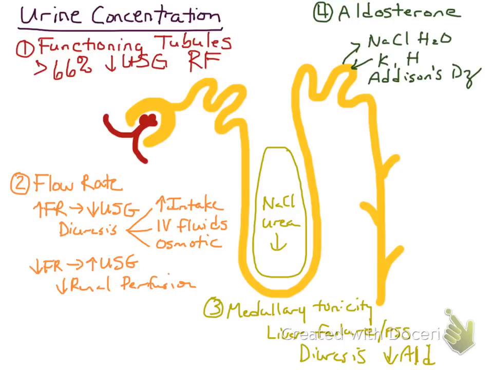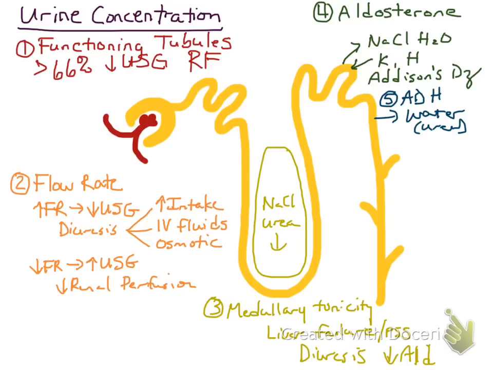Okay, so the 5th factor that can influence the USG is ADH. So ADH, or antidiuretic hormone, is a protein that's released by the pituitary gland, and it acts to resorb water and to some degree urea as well. So if there's less ADH, then there's less water resorption. And this happens very rarely with a disease called primary diabetes insipidus.